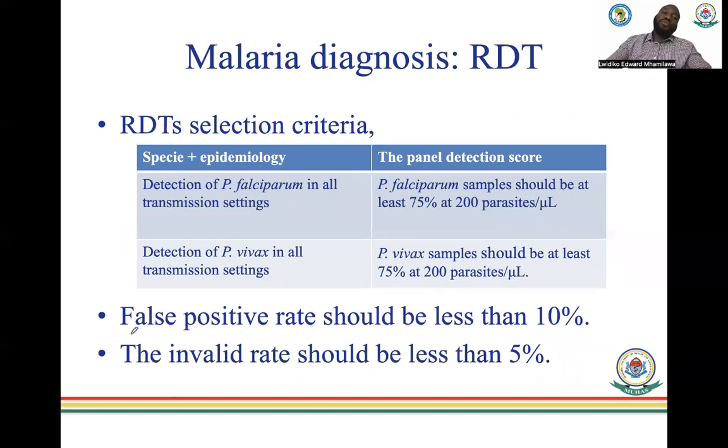When you want to select what rapid diagnostic test you want to use for Plasmodium falciparum, especially in places with low transmission settings, you need to have at least 75% of your samples at 200 parasites per microliter or more. This is because of the detection limits that we've seen before, but also the same when it comes to detection for Plasmodium vivax.